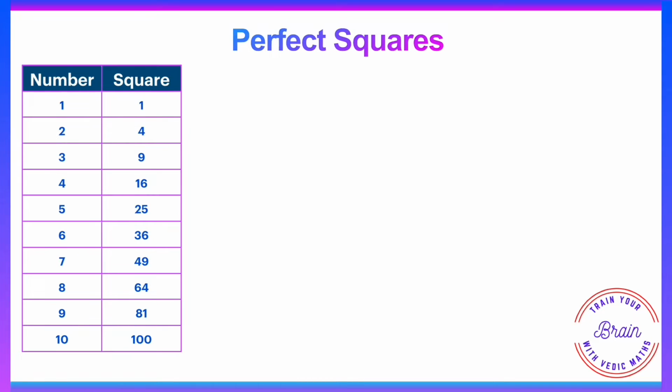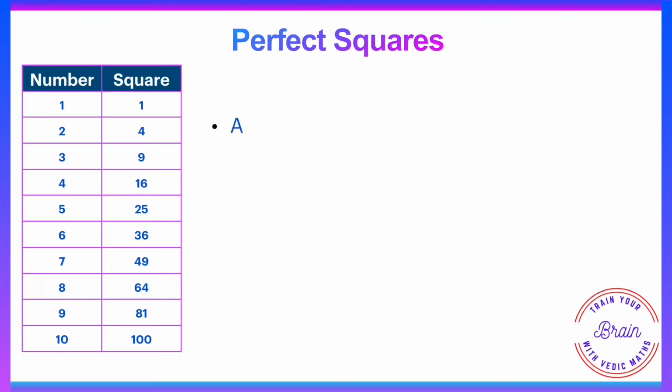First we know which are perfect square numbers. Let's observe these squares. Square of 1 is 1. Square of 2 is 4. Square of 3 is 9. Square of 4 is 16. Square of 5 is 25. Square of 6 is 36. Square of 7 is 49. Square of 8 is 64. Square of 9 is 81. Square of 10 is 100.